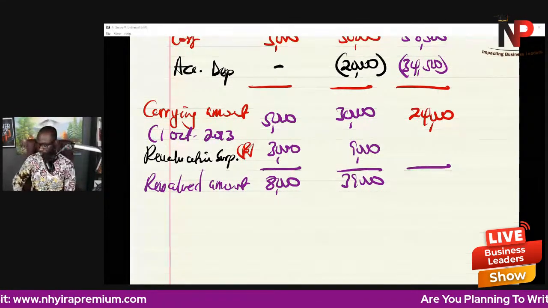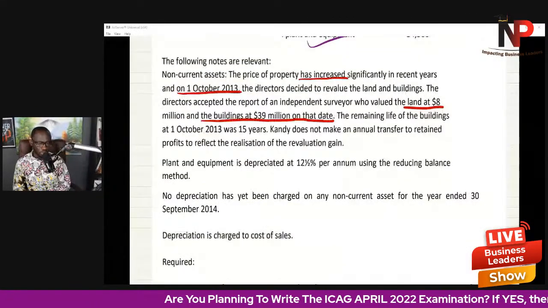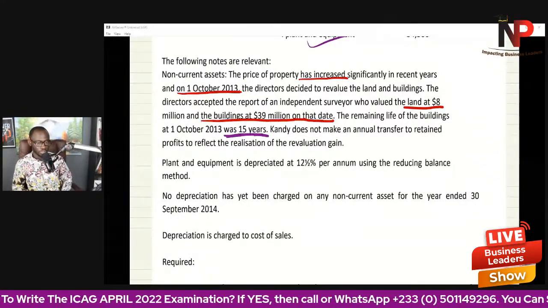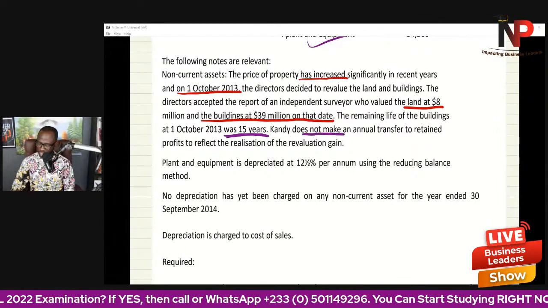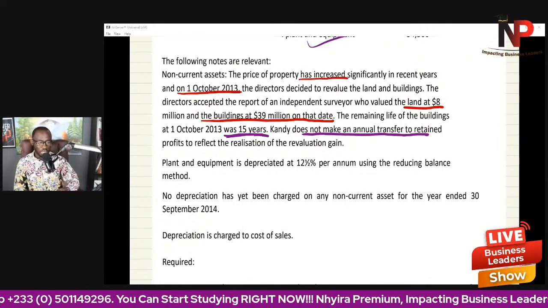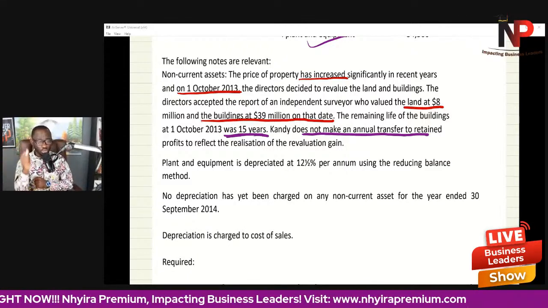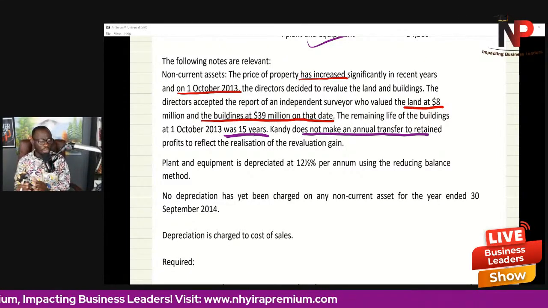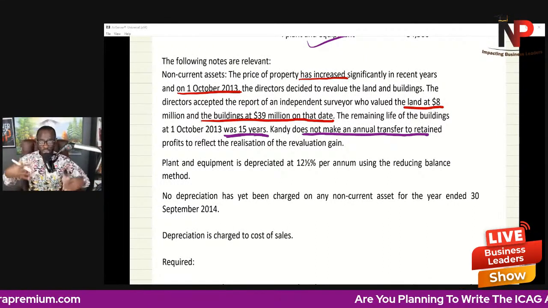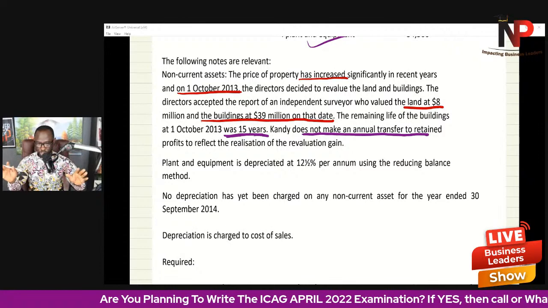Okay, let's go. The remaining life of the building at 1st October 2013 was 15 years. Okay, that's fine. Now, Candy does not make annual transfer to retained earnings, meaning that even though there is an upward revaluation, which means more depreciation is going to be charged, they don't make annual transfer. Sounds good. Now, I'm going to solve the question without the annual transfer, then I'll solve it again with the annual transfer, so you see how the treatment goes. Are you getting the idea? So we're going to do the two.